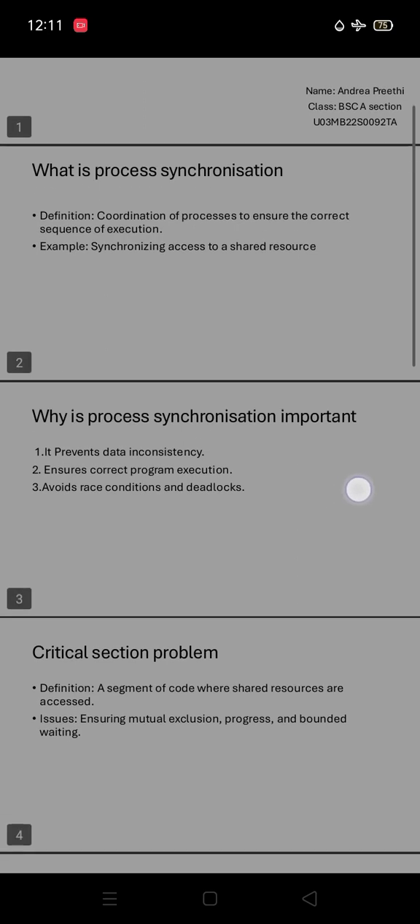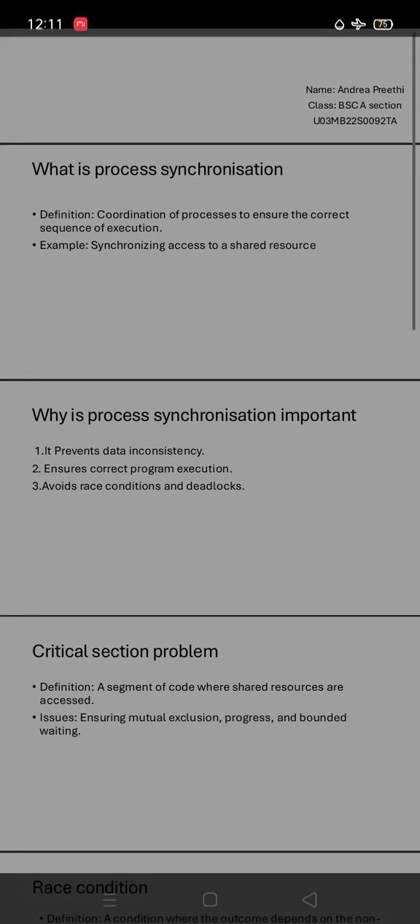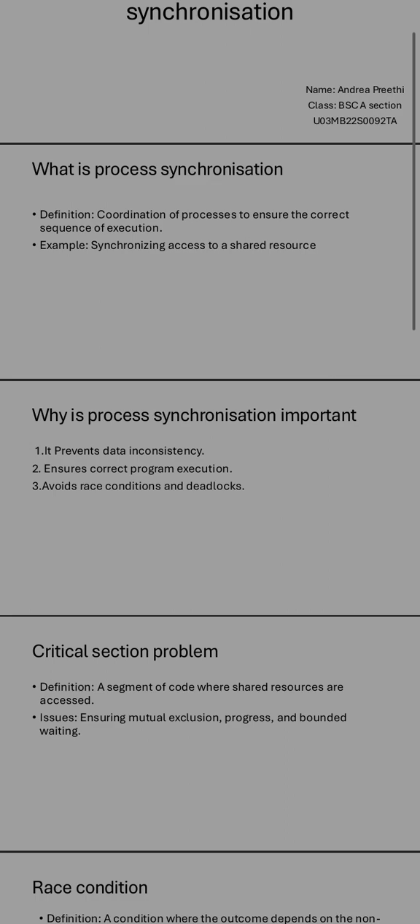Why is process synchronization important? It prevents data inconsistency. The data will always be consistent, and it ensures proper program execution. Whichever program is executing, it has a link between them, and it avoids race conditions and deadlocks. Deadlocks are not present in process synchronization.